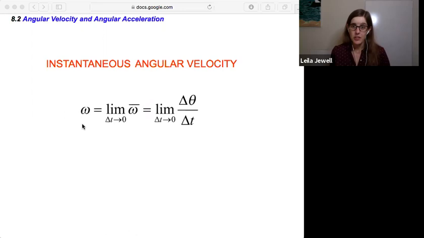In calculus, this would be known as a derivative, which is not required for this class, but we can just note that we can get the instantaneous angular velocity, which is the angular velocity at one particular moment in time, which helps us out. Now that we've defined that, let's get back to that question of what is left to discuss for our angular variables.